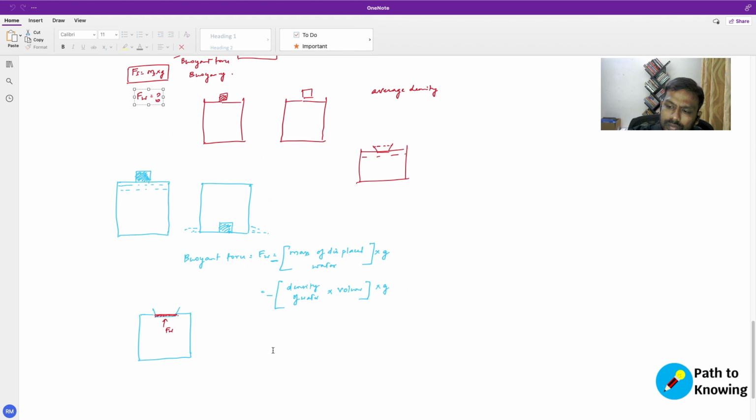So the formal definition for Archimedes' principle is: when a body is immersed either fully or partially in a fluid, it experiences an upward force, which is called the buoyant force, that is equal to the weight of the fluid displaced by it. So that's your Archimedes principle, and let's write that out.